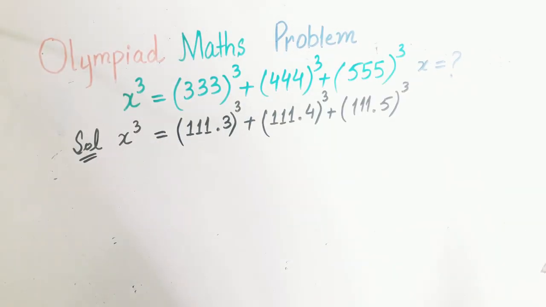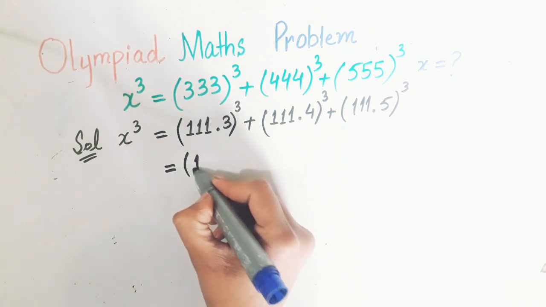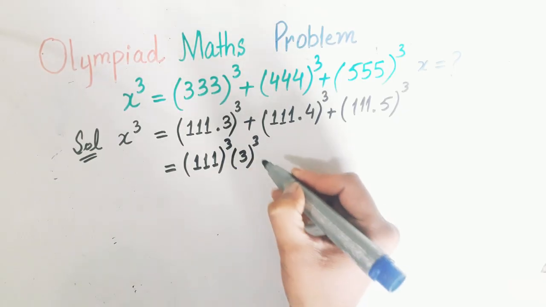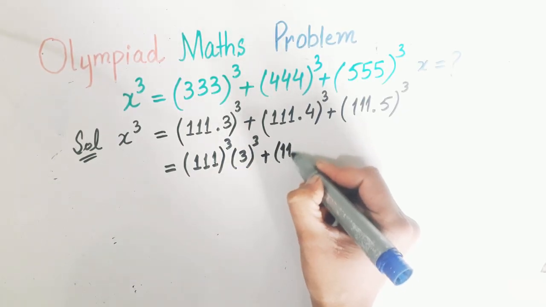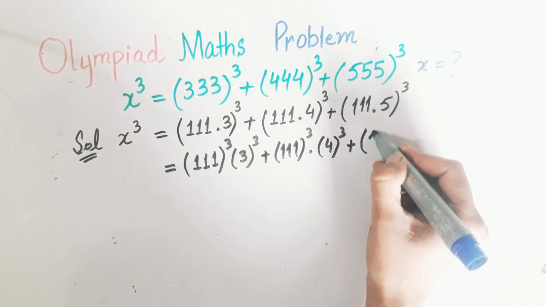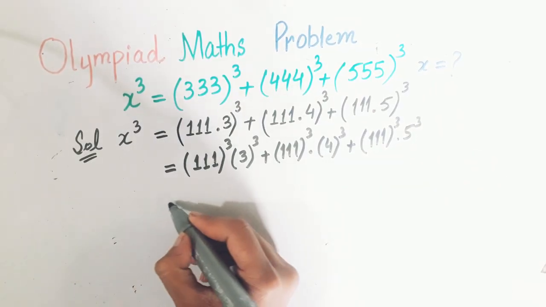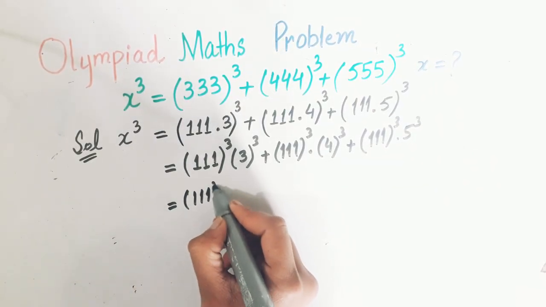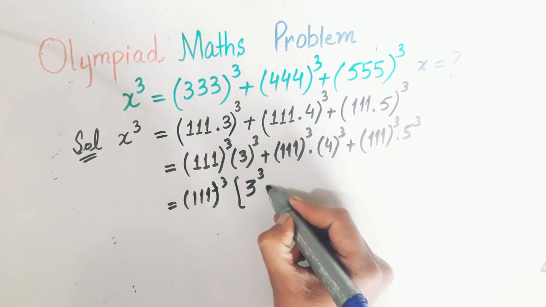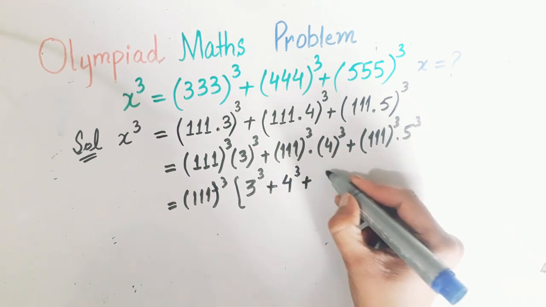Now in the next step we will write this as 111 cube into 3 cube. We have to split the power, and 111 cube into 4 cube and 111 cube into 5 cube. Now we can take 111 cube as common from this. So remaining is 3 cube plus 4 cube plus 5 cube.